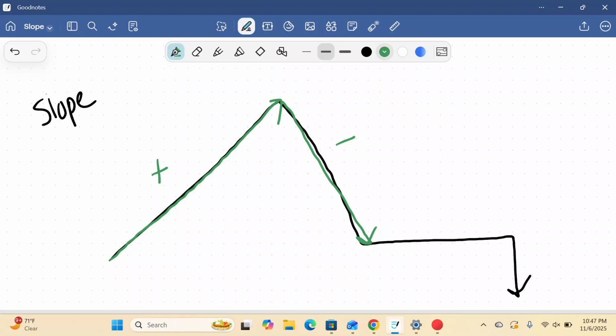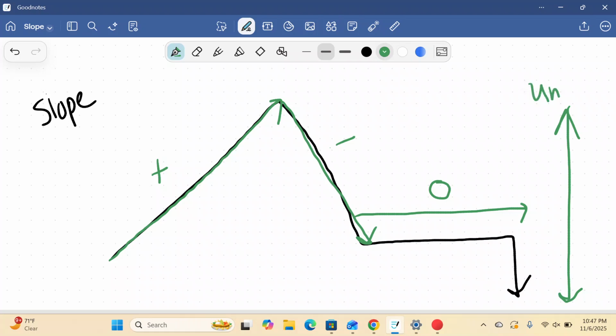Now, when you're going straight across, that is a zero slope. So what does that mean? It has no slope whatsoever. And in mathematics, when you drop straight down and there's no possibility of going anywhere but up and down in an instant, this is called an undefined slope.